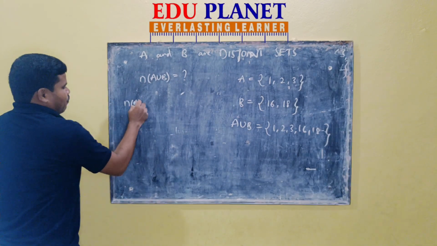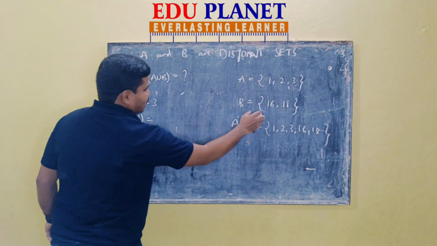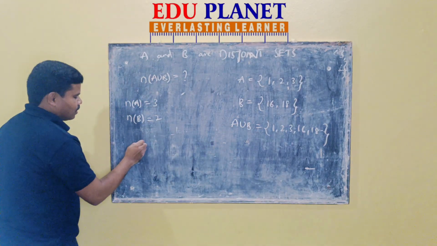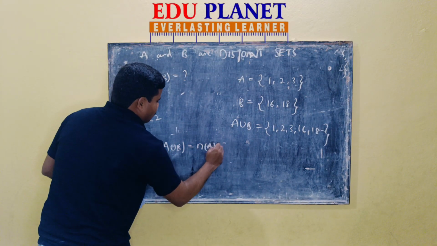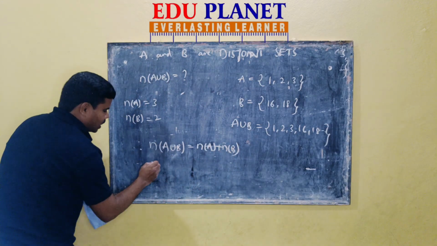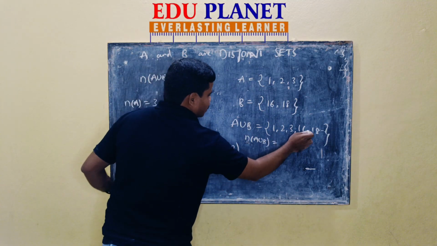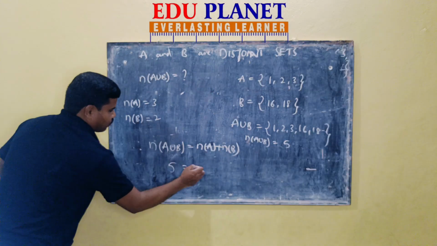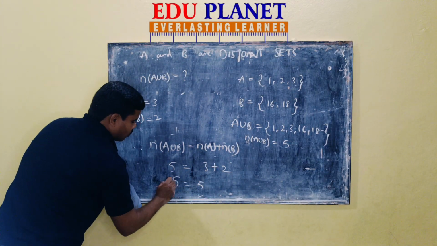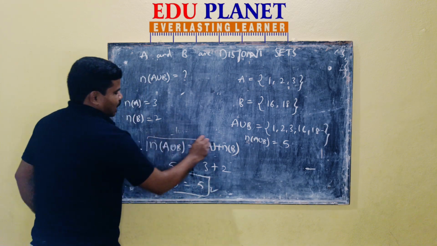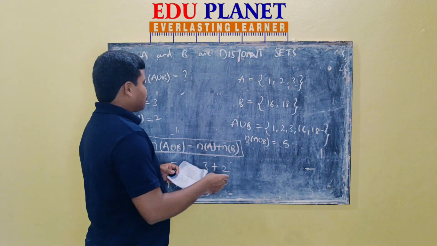Then n of A equals, how many elements are there? 3 elements. n of B, in set B, how many elements are there? 2 elements are there. Then I can say that n of A union B equals n of A plus n of B. You can check n of A union B. In A union B, how many elements are there? 1, 2, 3, 4, 5 elements are there. n of A union B is 5, n of A value 3 plus n of B value 2. 5 equals 3 plus 2, 5. So n of A union B I can write as n of A plus n of B. So the correct answer is option D.